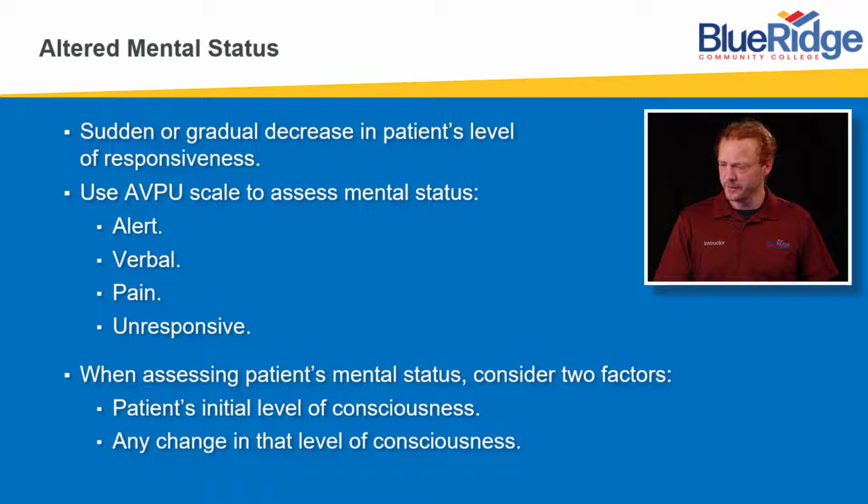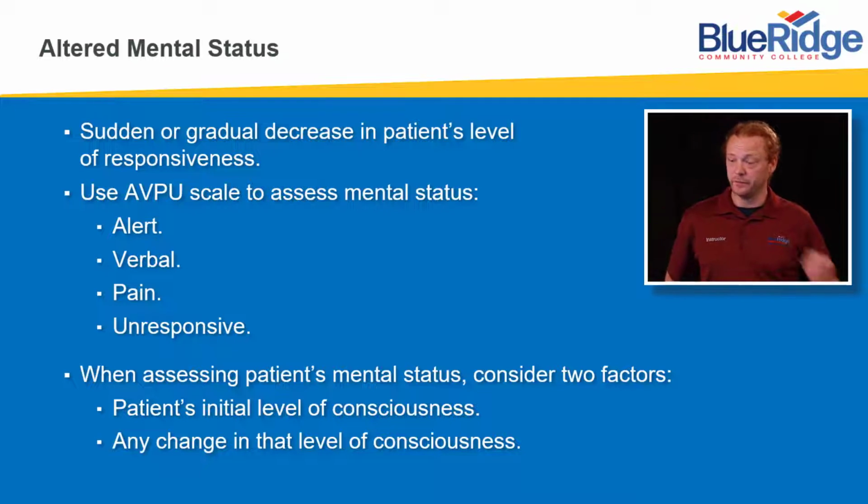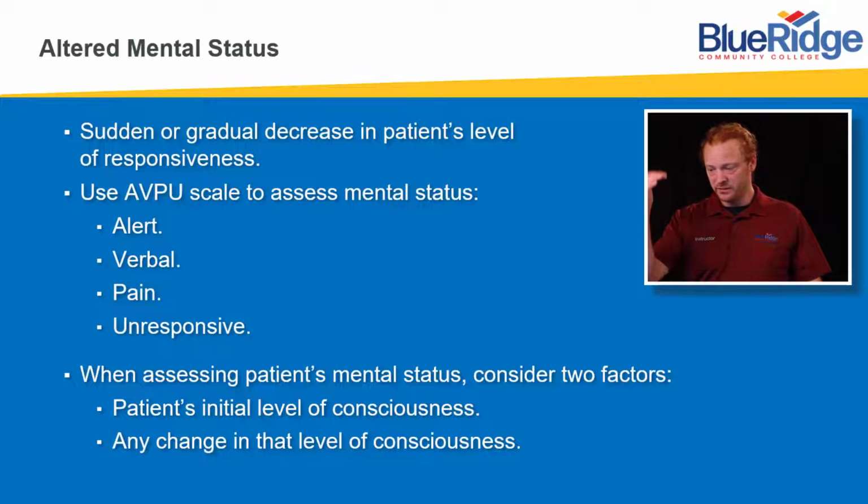So for altered mental status, whether it be sudden or gradual decrease in a patient's level of responsiveness, use your AVPU scale. Are they alert? Are they responsive to verbal? Are they responsive to pain, or are they completely unresponsive? You have AVPU. When assessing a patient's mental status, consider two factors.